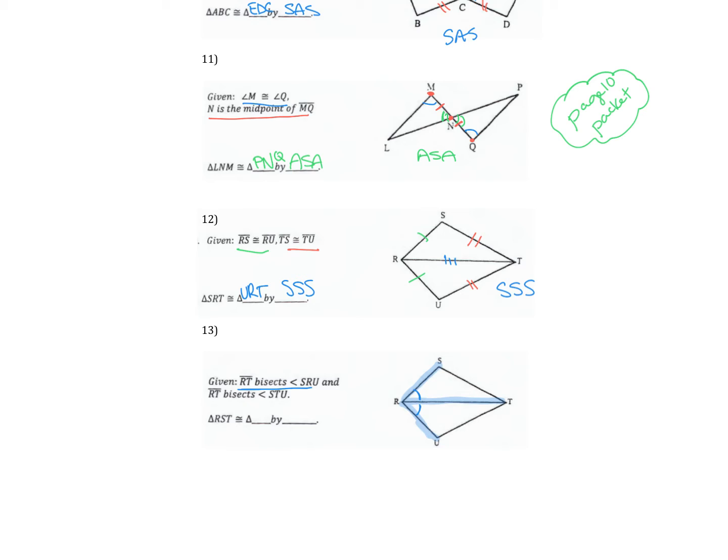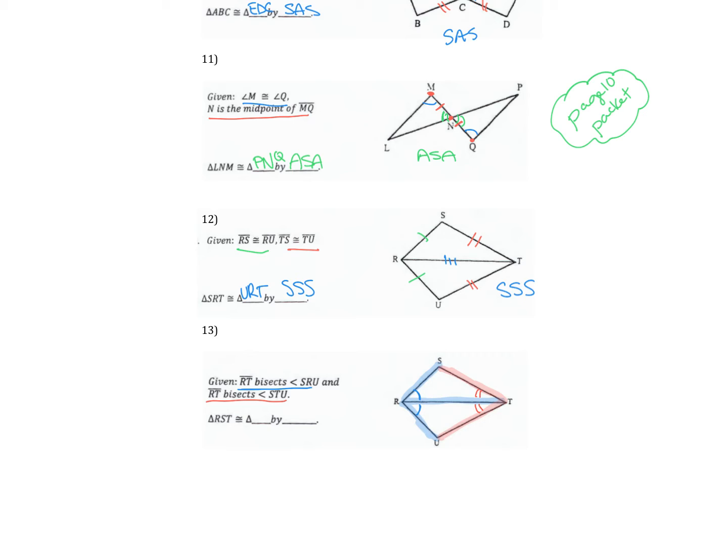So now let's go look at the second part of the given. RT bisects STU. So now go find your STU. That's this over here, and RT is bisecting that red angle. So I know it splits it into two congruent parts. That's the definition of an angle bisector. So if I was going to write a proof with this, the reason for the blue arcs would be the definition of an angle bisector. The reason for the red arcs would be definition of an angle bisector.